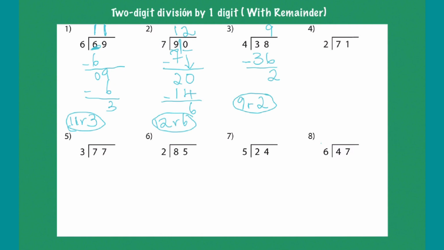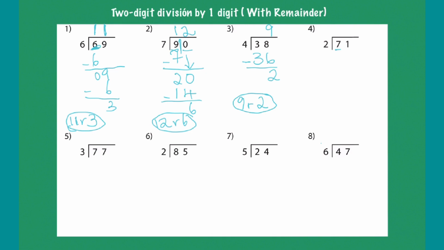Okay, so now you have number 4. 2 10s are 20. 2 11s are 22. 2 12s are 24. It's too small a digit to fit into 71. So we're going to have to look at the two numbers separately. Alright, first we look at this number. How many 2s fit inside a 7?